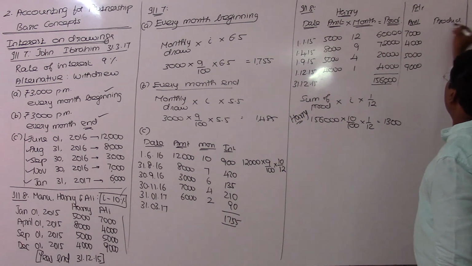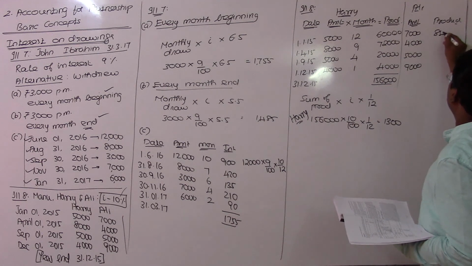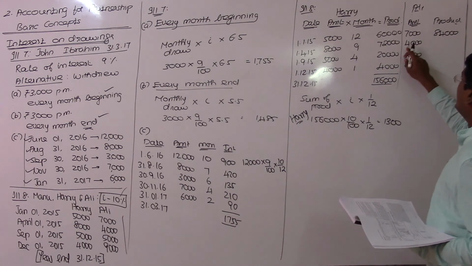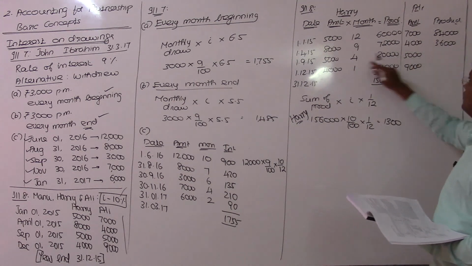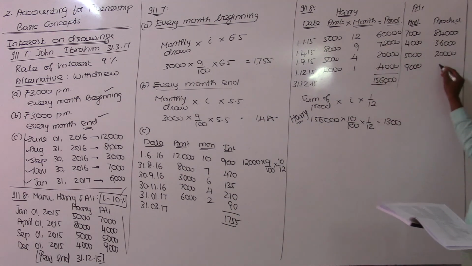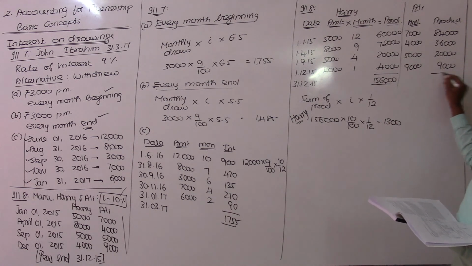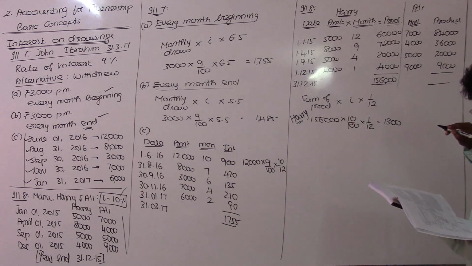Product is nothing but the amount of Ali and the number of months the interest is attracted. So 7 into 12, 84,000 will come here. 4,000 into 9, 36,000 will come here, and 5,000 into 4, 20,000 will come here, and 9,000 into 1, 9,000 will come here, and the summation of all these values is 1,49,000, 1,50,000 rupees.